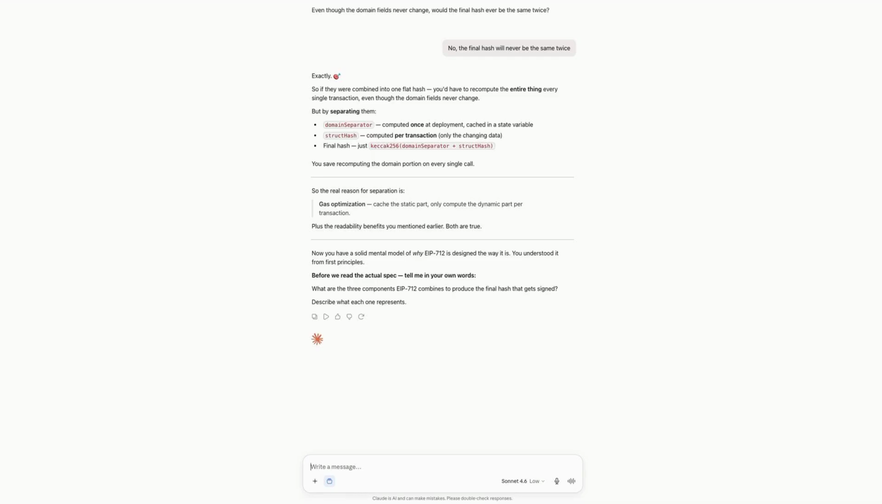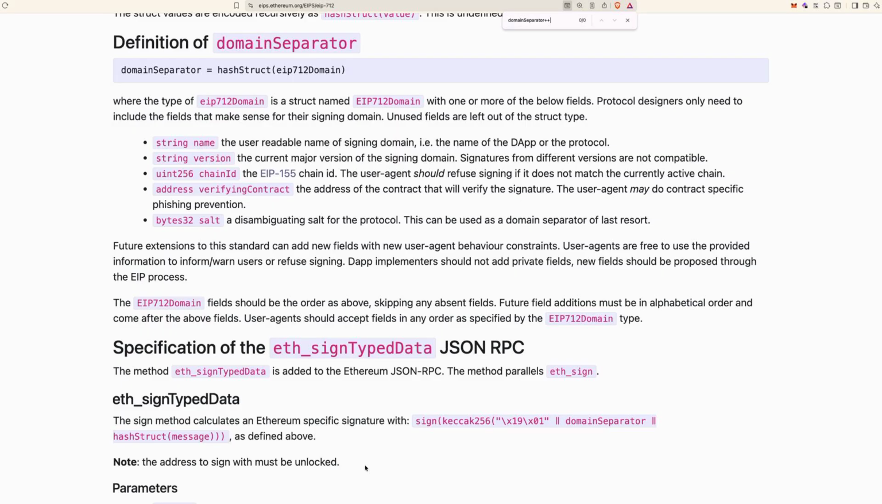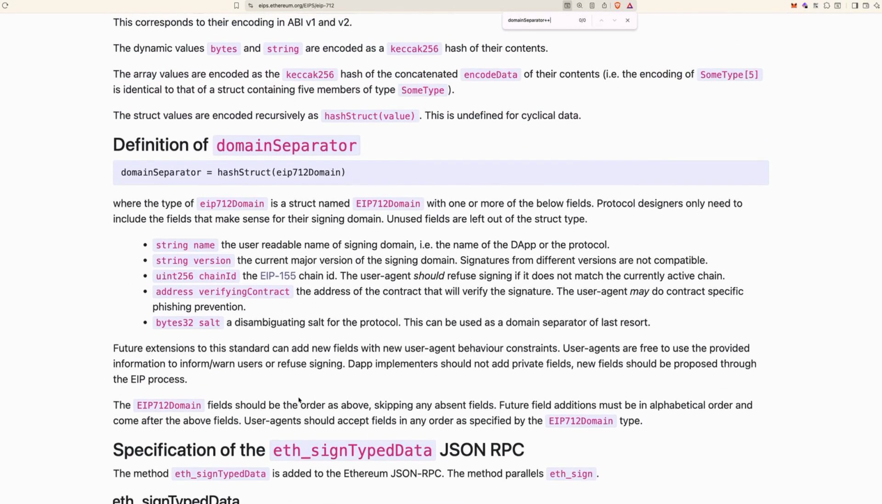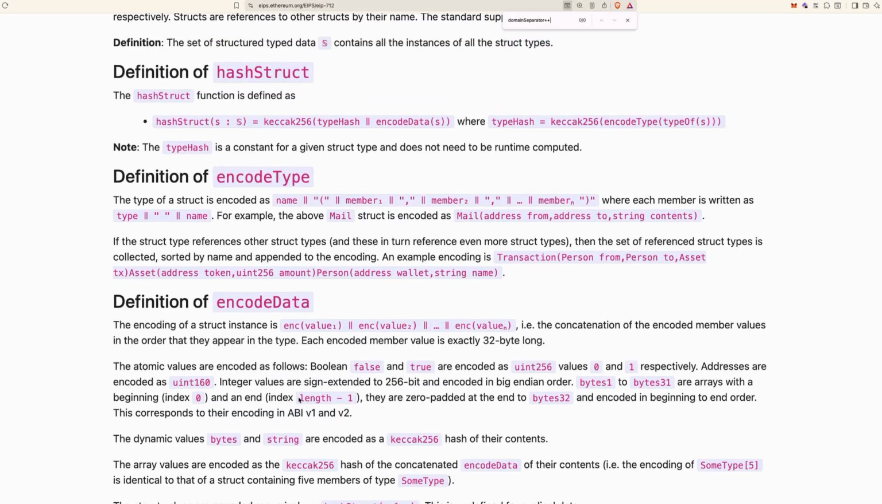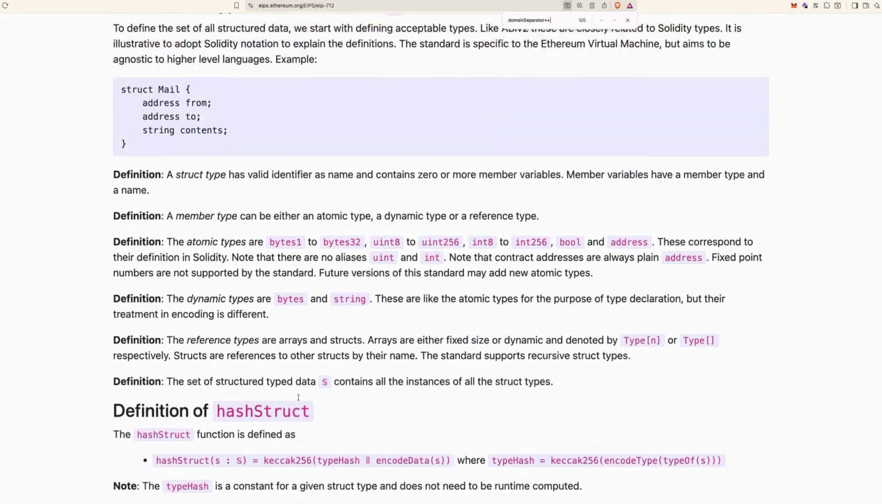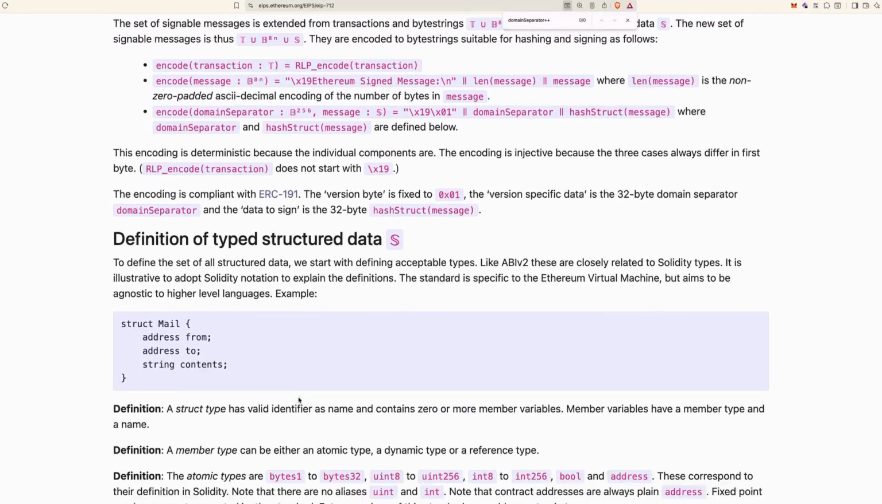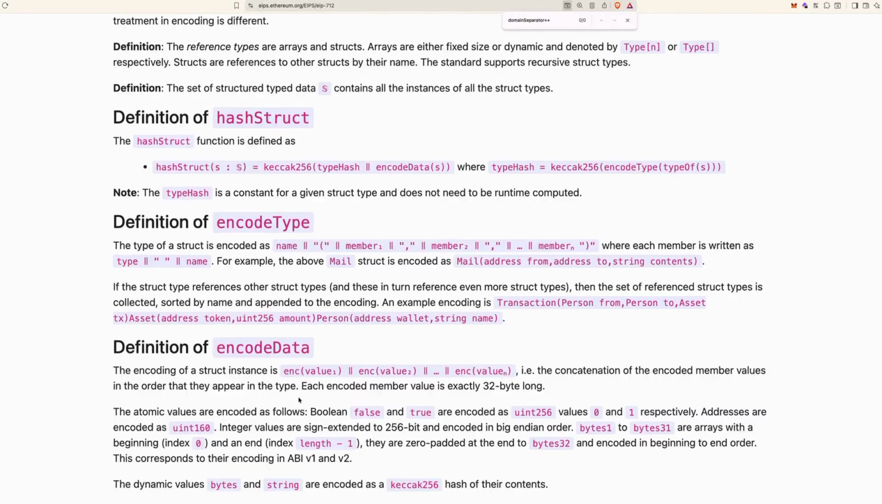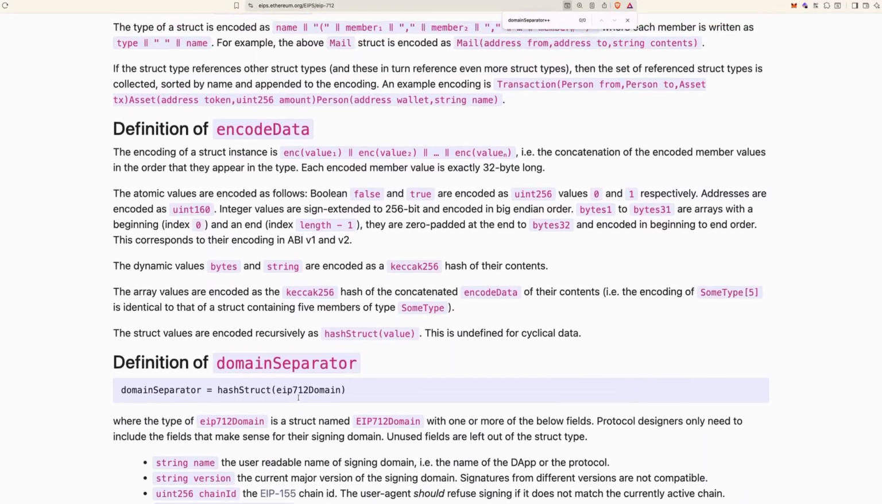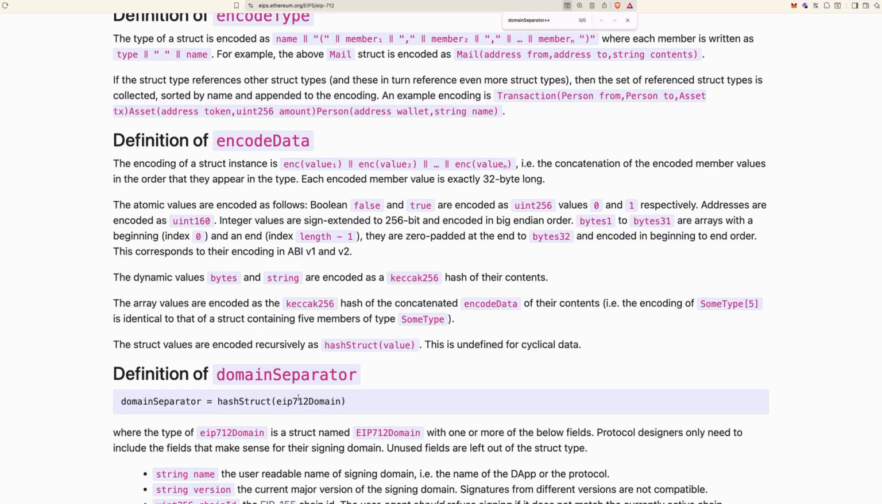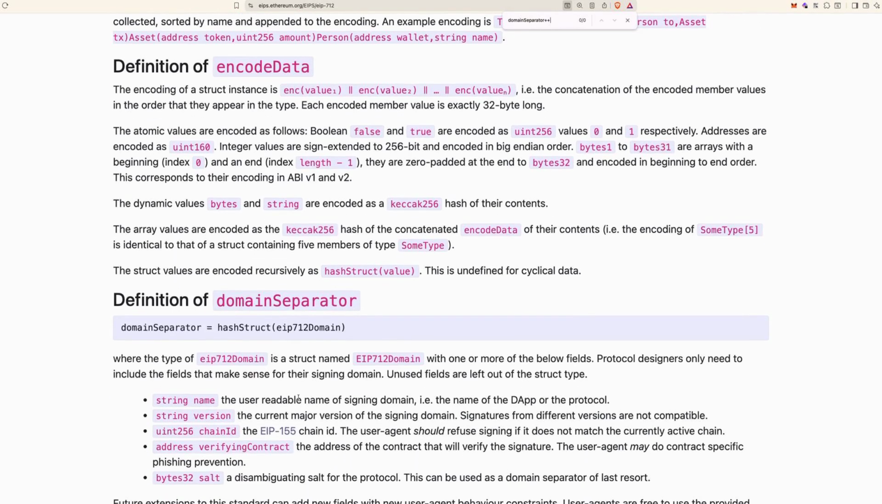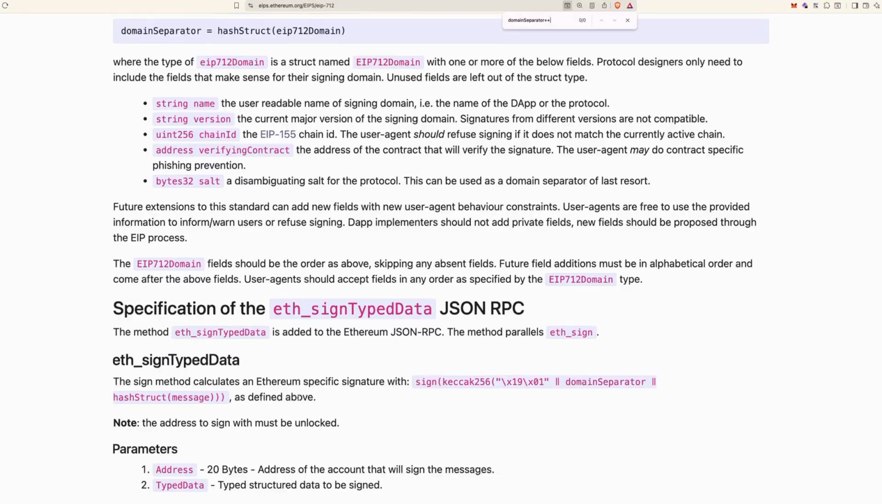Three components. Okay, so first, let me check that. Okay, definition of type, structure, specification. Domain separator.